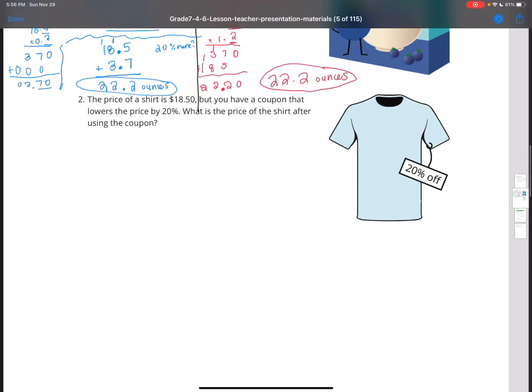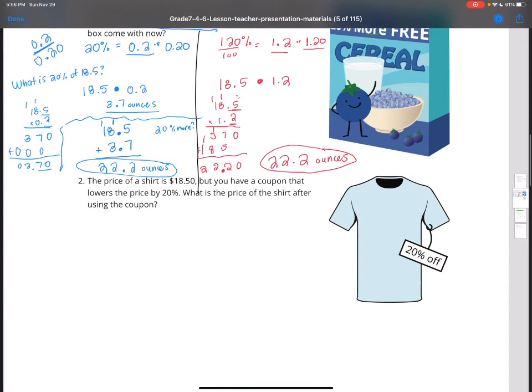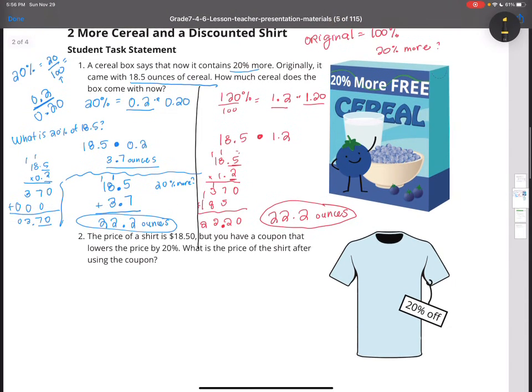All right, so now let's look at this. It says the price of the shirt is $18.50. That number looks familiar. It says, but you have a coupon that lowers the price by 20%. What is the price of the shirt after using the coupon? Okay, so what I want to do is some annotations again. So I want to underline or highlight $18.50 and the coupon that lowers. All right, let me say, what is the price of the shirt after using the coupon? That is key.